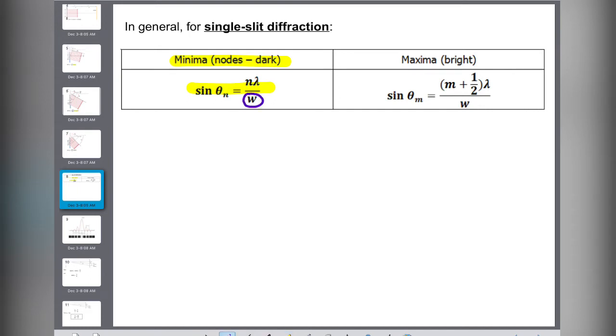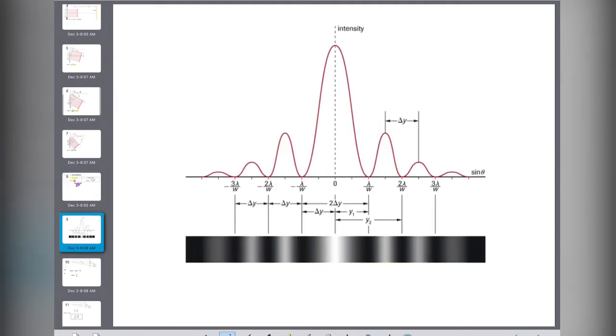In this case, the w is basically the width of the single slit. So instead of calling it d, the distance between the two sources, we call it the width of a single slit. All right, so notice the wording. So we have delta y like we did before, but instead of x, we call it y.